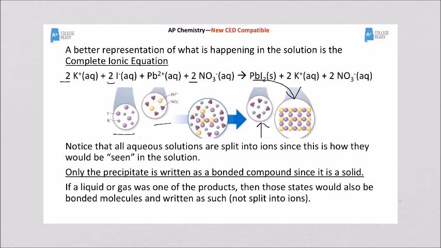Now, one other thing I wanted to note is if we had a different kind of reaction, obviously it wouldn't be a precipitation reaction if it's producing a liquid or gas rather than a solid, but the same pattern would hold true. Liquids and gases, we would also not split into ions, just like we wouldn't split up a solid. So in other words, the only things you would split into ions are a substance that you were told is in solution or has that symbol AQ.